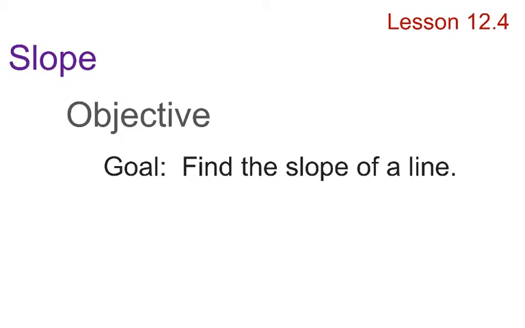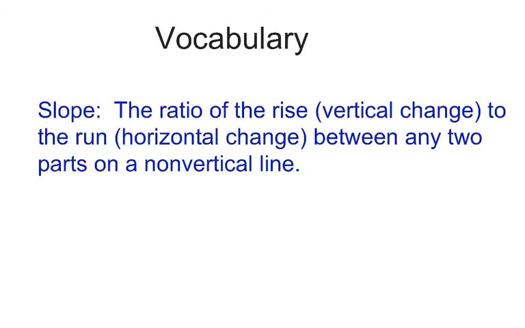So today we're going to find the slope of a line in a graph. So when we find the slope we need to remember the vocabulary. The ratio of the rise, or the vertical change, to the run, horizontal change, between any two parts of a non-vertical line. So these are definitions that you need to make sure you're writing down in your notes. Slope. Go ahead and take a minute to pause and write the definition.